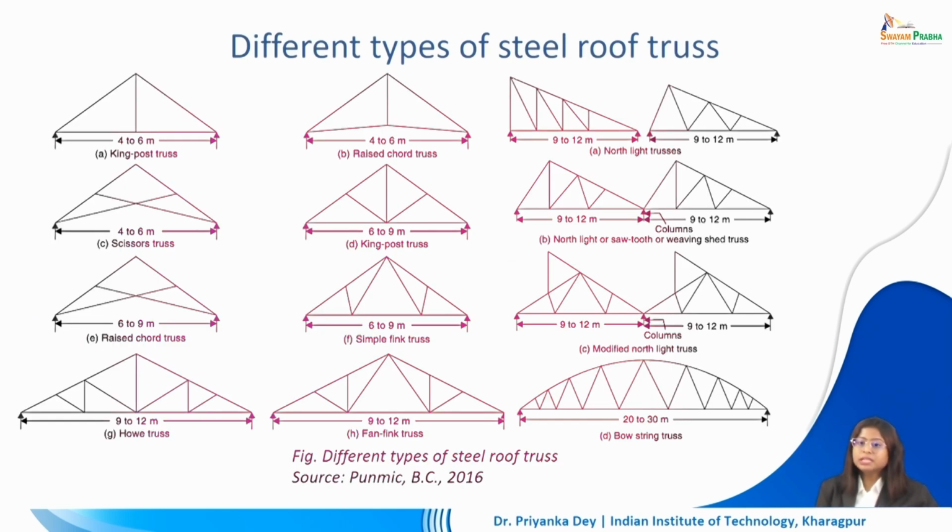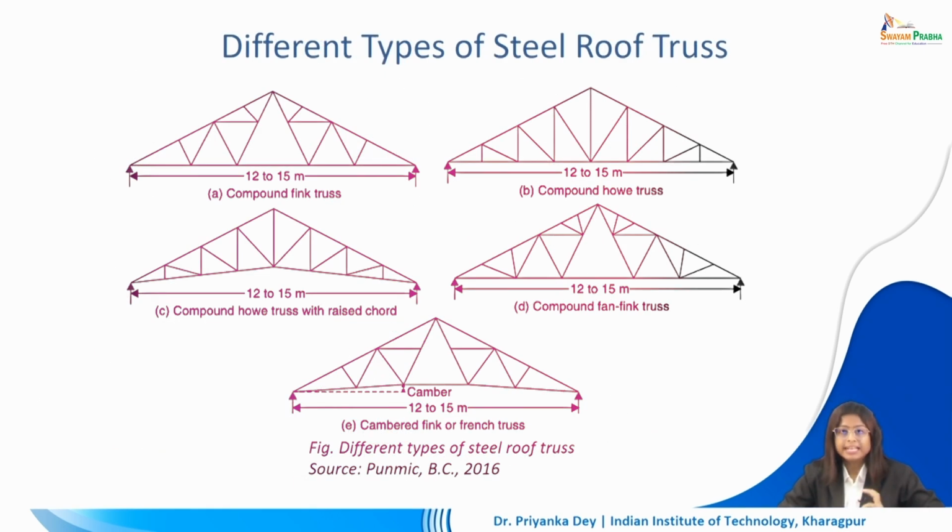As we were talking about steel roof trusses, it's possible for us to further subdivide them into various categories depending upon the shape in which they are created and also the span that they are applicable for. We can select the type of steel roof truss which is applicable to us by determining what is the span that we have to cater to. So, we can have king post, scissor truss, raised chord, Howe truss, simple Fink, fan Fink, and we can have modification of north light trusses as well. As we go up to compound Fink, compound Howe trusses, we are actually increasing the span. We are able to cater to a much greater span wall to wall.